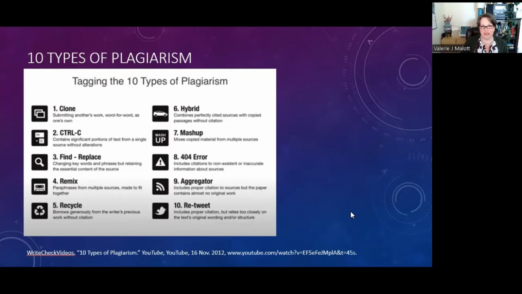A remix, that's paraphrasing from multiple sources that are made to fit together. Again, that's a big no-no. You have to cite each source where that information comes from. You can't just mix it all together and call it your own.